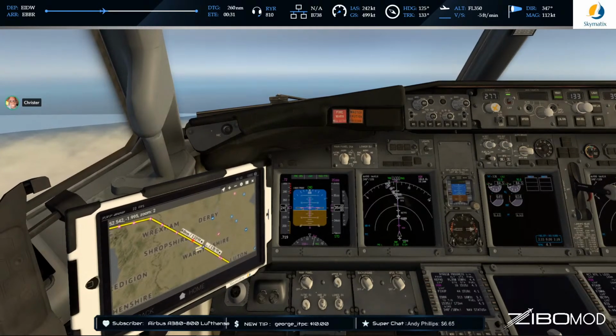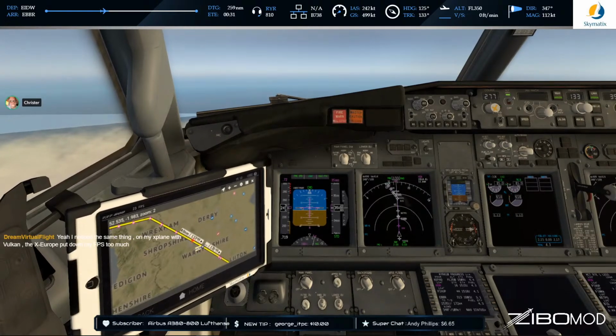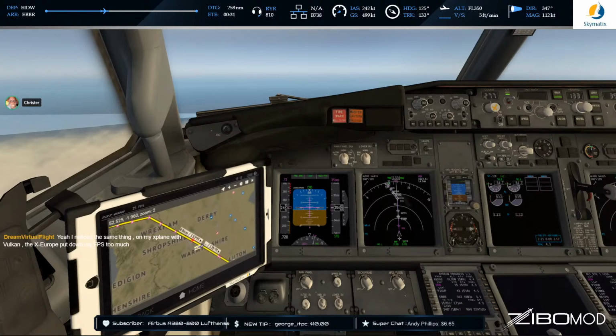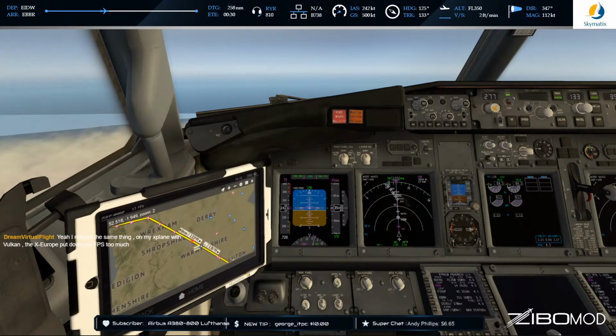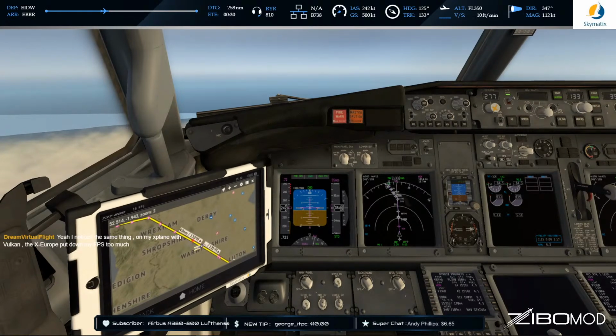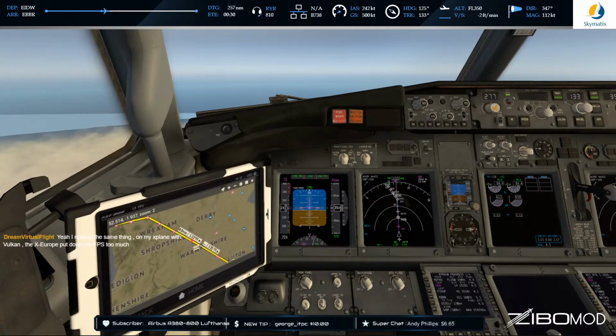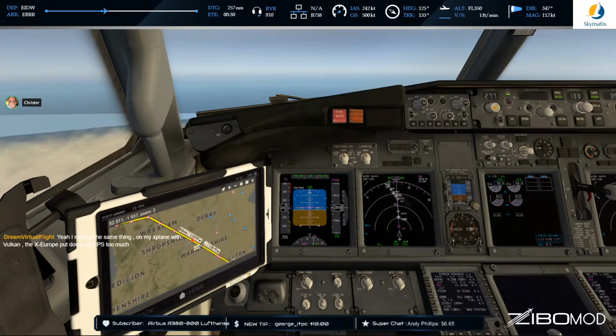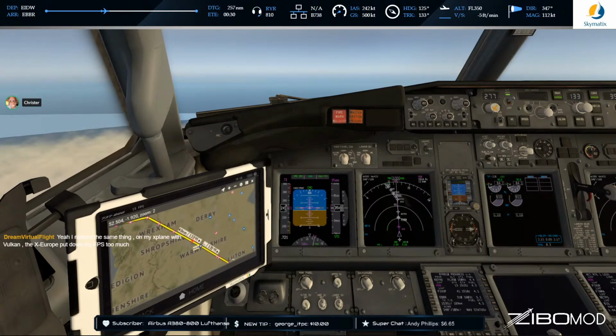But I'm thinking about doing a straight VFR flight instead, maybe from Midlands to Stansted. It's a short flight, VFR. Let's see what happens. Sure. And that with X-Europe, because I believe once the X-Europe is loaded correctly, it might work just fine.